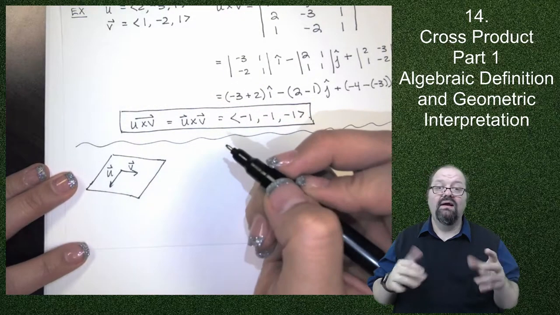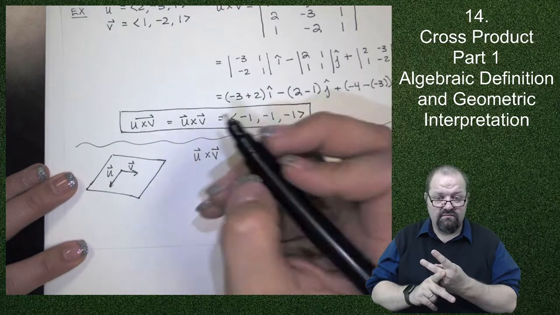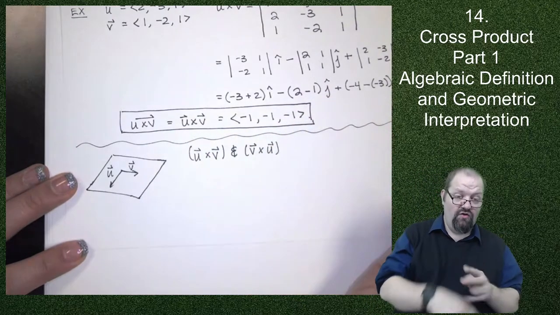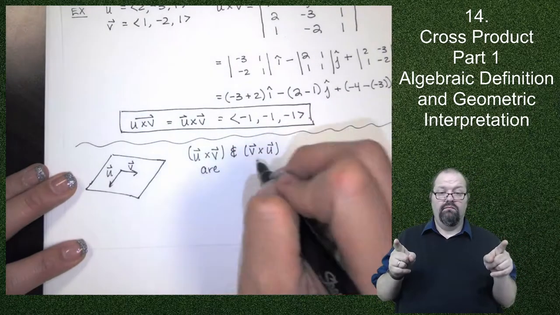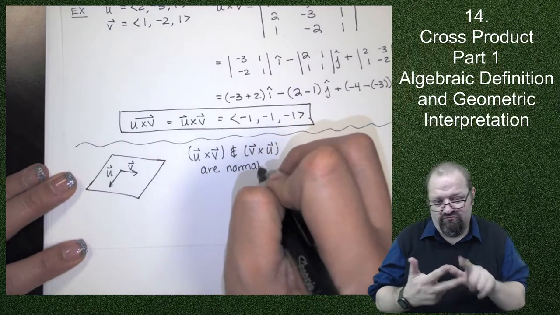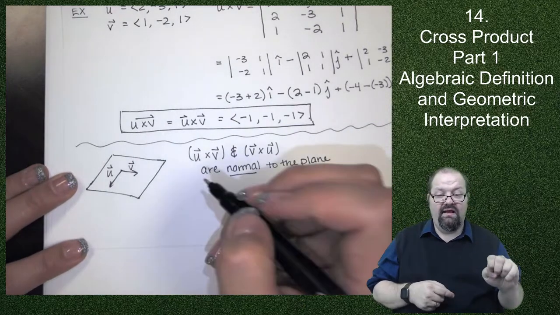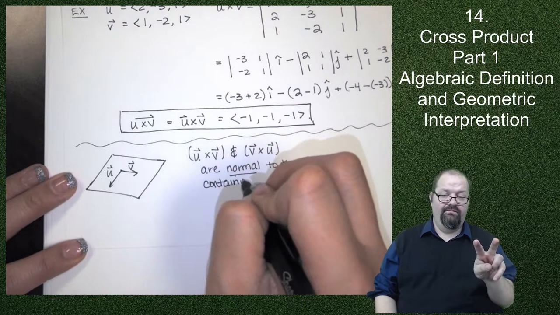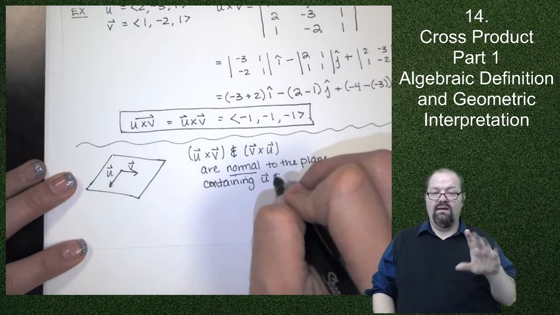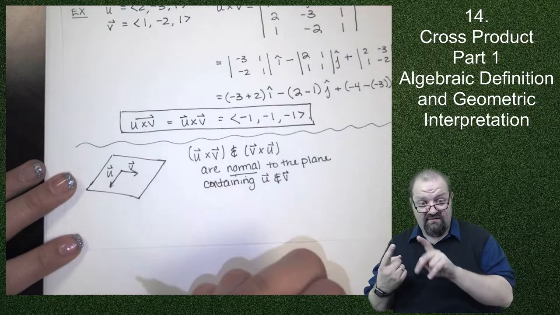Now it turns out that the cross product u cross v and v cross u are both perpendicular or orthogonal, or we would say typically normal, to the plane containing u and v. In linear algebra, you'll say that it's the plane spanned by u and v. Now, one of those vectors, u cross v, goes up and the other one goes down.